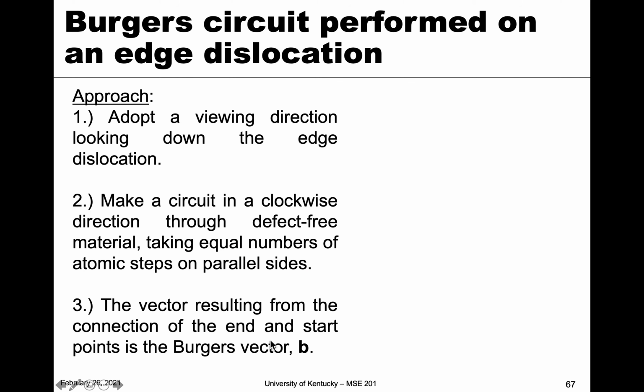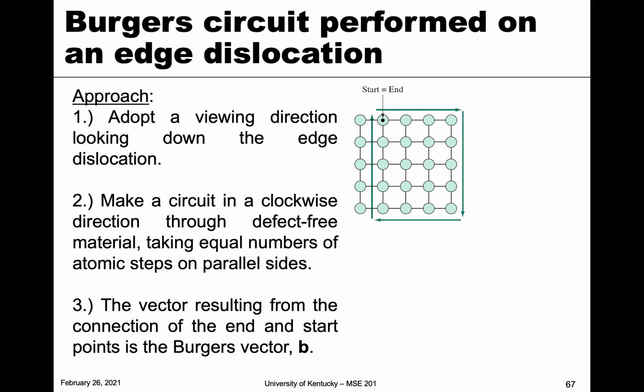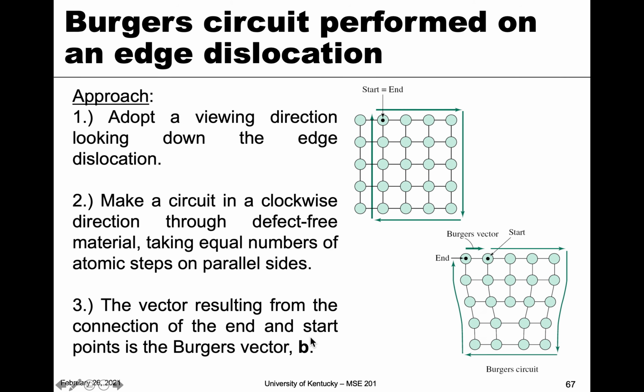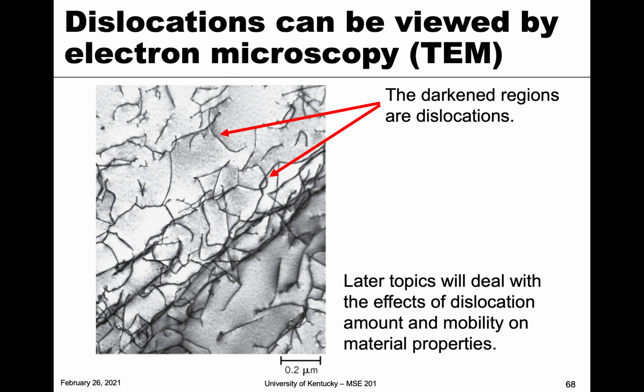And here's just a more detailed approach of how we do just what we talked about. So we adopt a viewing direction looking down the edge dislocation. We make the circuit clockwise through a defect-free material and take equal steps, number of atomic steps, on parallel sides. So basically make that circuit. And then we do it in the defective crystal, and the difference between the end and the start is the Burgers vector B.